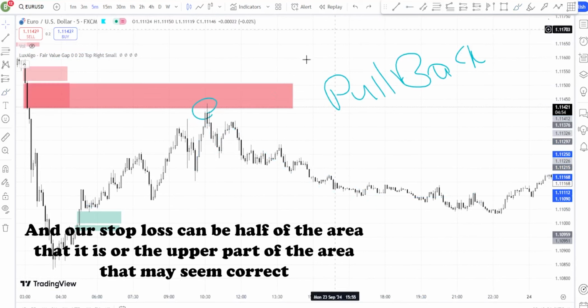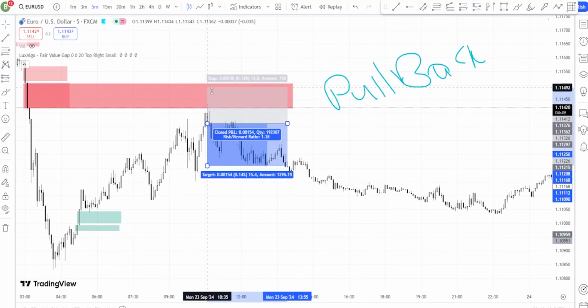Bearish fair value gaps occur in a similar way, but during a sharp downward move, where price retraces to the gap before continuing lower.